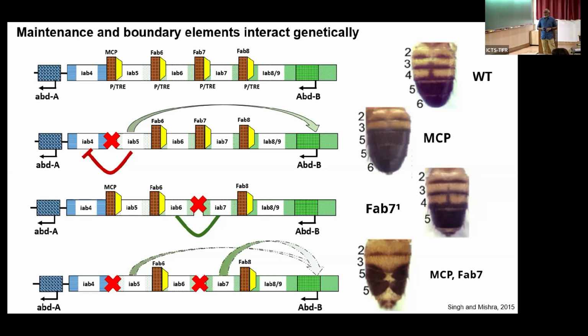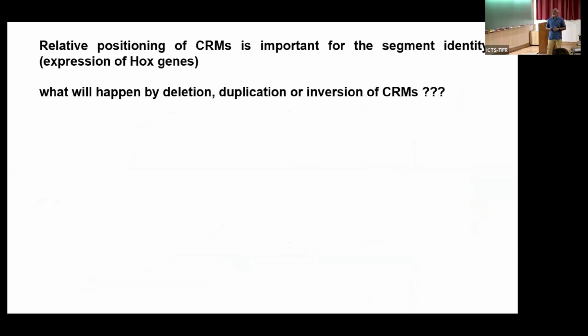This was relatively easy. What we decided to do is, so relative positioning of the cis-regulatory module is important for the segment identity and the level of Hox genes. What will happen if we delete some of the CRMs, duplicate them, and invert them? If we duplicate, we'll see a longer fly. If we invert, we'll see confusion in the fly.